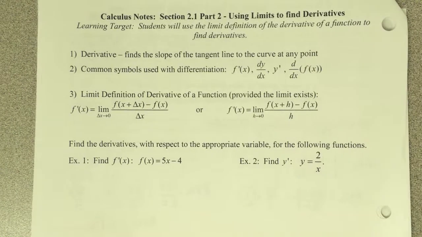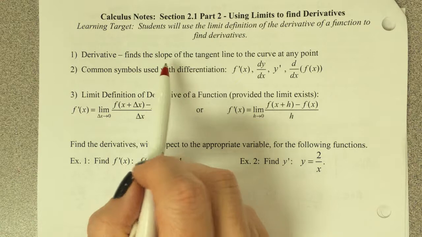Alright guys, so today we're going to start on derivatives. Derivatives is a way that we can find the instantaneous rate of change at any one given point. We're in our notes packet, but I want to explain where the formulas come from. If you look at your notes packet under section 2.1 part 2, it's called using limits to find derivatives.